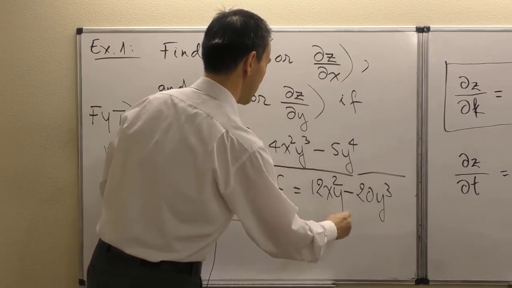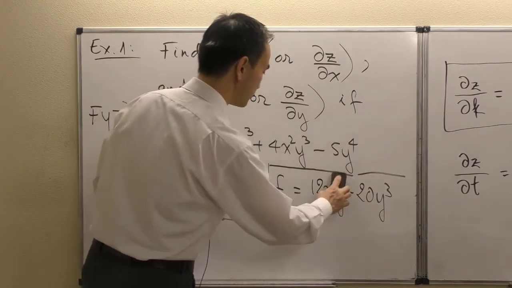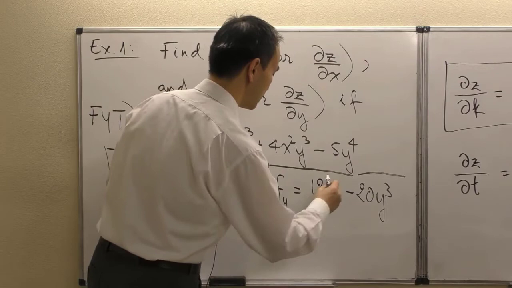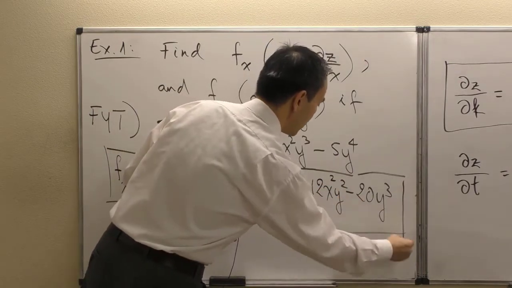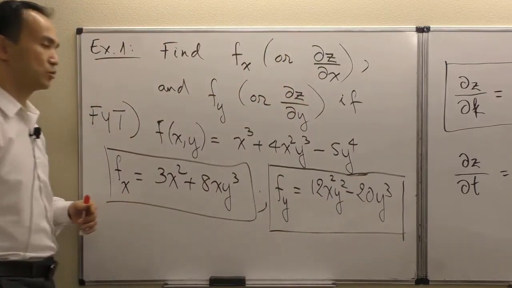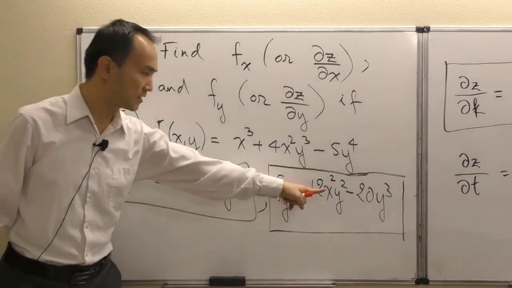I mean 12x squared y squared minus 20y cubed.